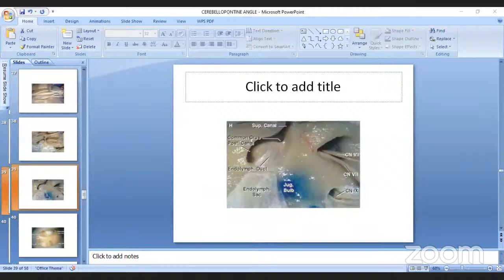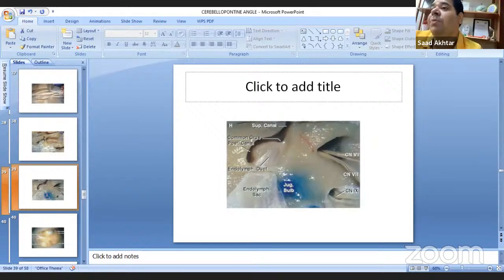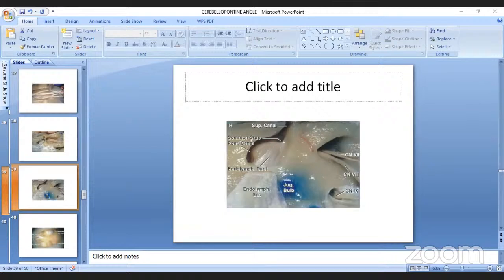Sir, the seventh nerve, that is the facial nerve, and the eighth, that is the vestibulocochlear nerve, enter through the internal acoustic meatus. Inferolateral to the internal acoustic meatus lie the endolymphatic duct and endolymphatic sac, which carries the seventh and eighth nerve. And what's its relationship with the semicircular canal? Superior semicircular canal. It lies inferior to the superior semicircular canal.